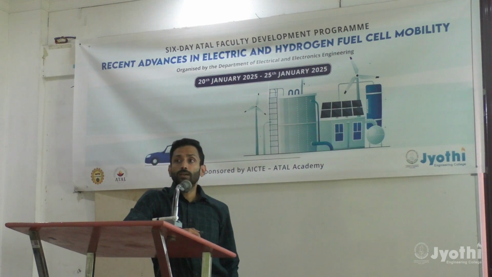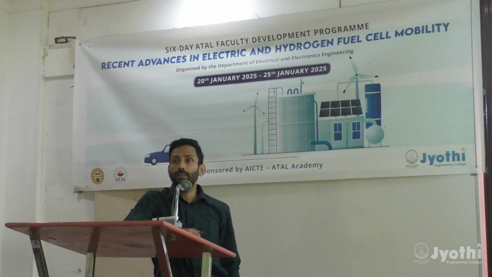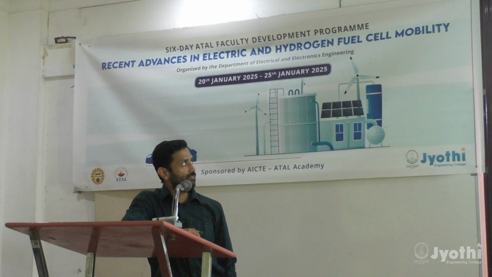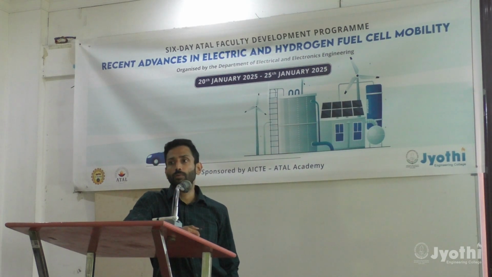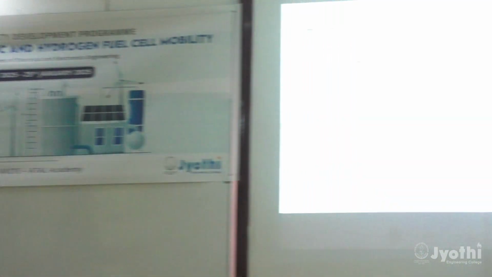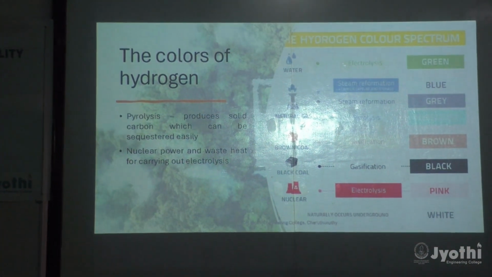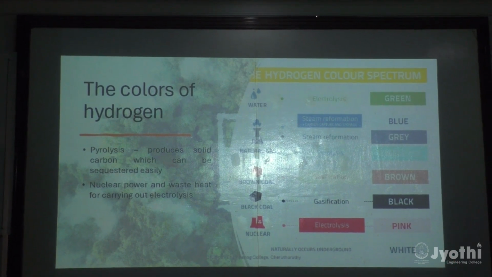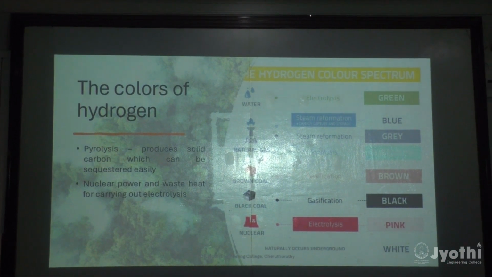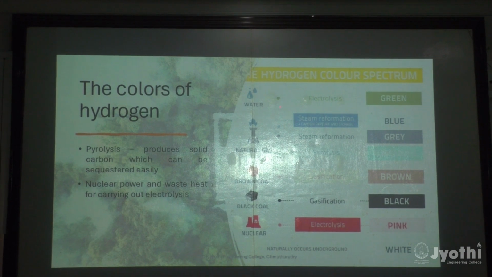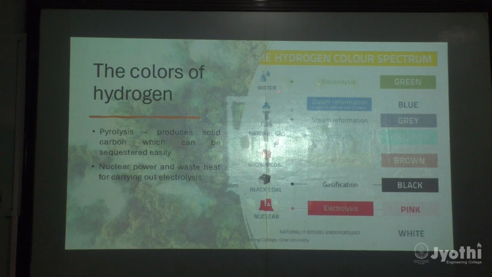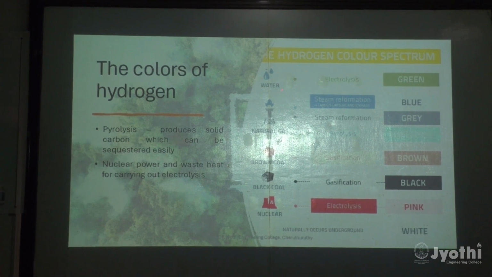This is something that will be discussed again in the afternoon session by Professor Sundarajan, but I'll just very briefly talk about the colors of hydrogen. Now, a lot of you are familiar with the terminology green hydrogen. That's what we are targeting, but there are other colors also to hydrogen. Green hydrogen is termed as the hydrogen that is obtained from the electrolysis of water.